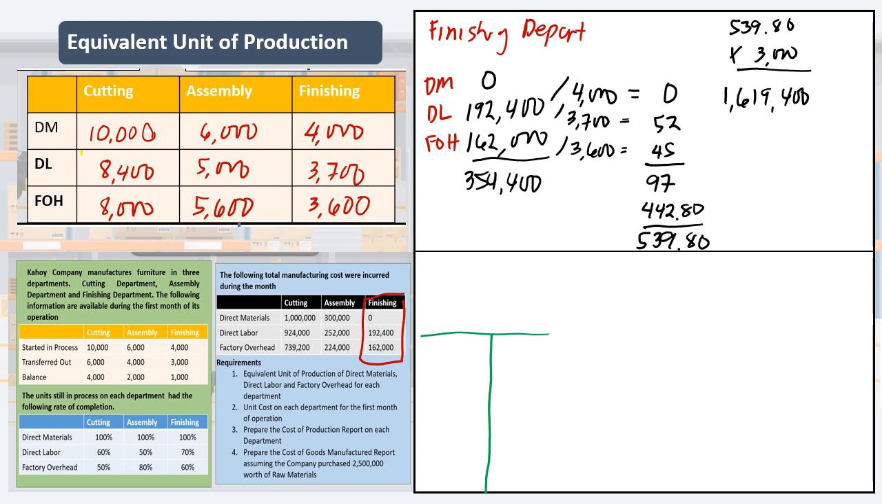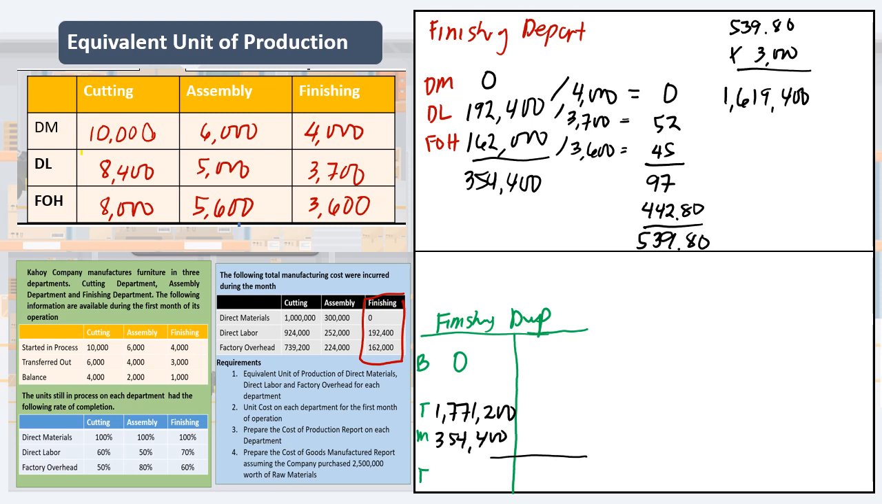Okay? So, sa T account natin, lagay natin dito, finishing department. So, we have beginning, and we also have the transferred in, then we also have the manufacturing cost and total. So, for the beginning, dahil first year of operation pa lang ito, first month, 0 lang ito. Then, yung transferred in natin, na-compute natin kanina, meron tayong 1,771,200. Then, yung ating manufacturing cost, we have 354,400. So, ang ating total goods placed in process amount sa finishing department will be 2,125,600.